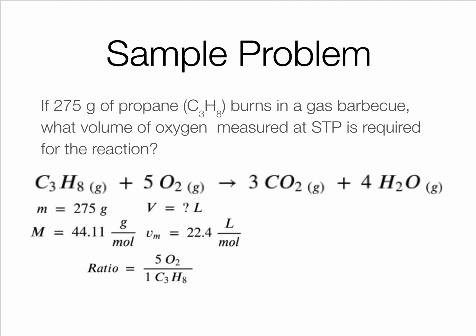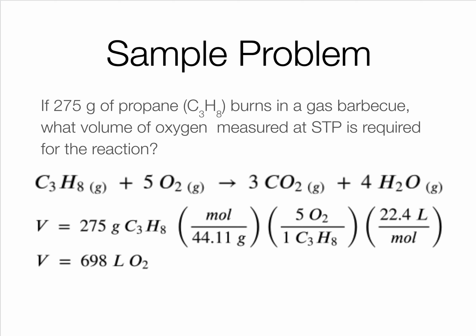Last of all, we need our ratio. In this balanced chemical equation, we have a ratio of 5 oxygens for every 1 propane. Now we can start doing some calculations. I know that I'm going to want to start with my mass over here and work my way around till I get liters. So first thing I'm going to put in is my mass, then my molar mass, then my ratio, then my molar volume, and that will give me the answer.